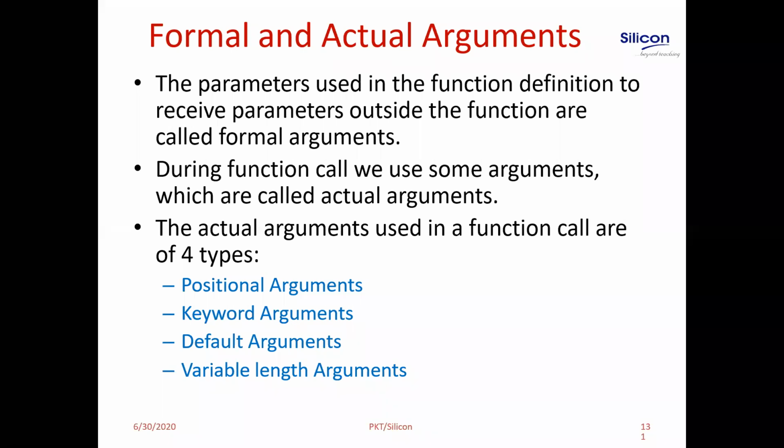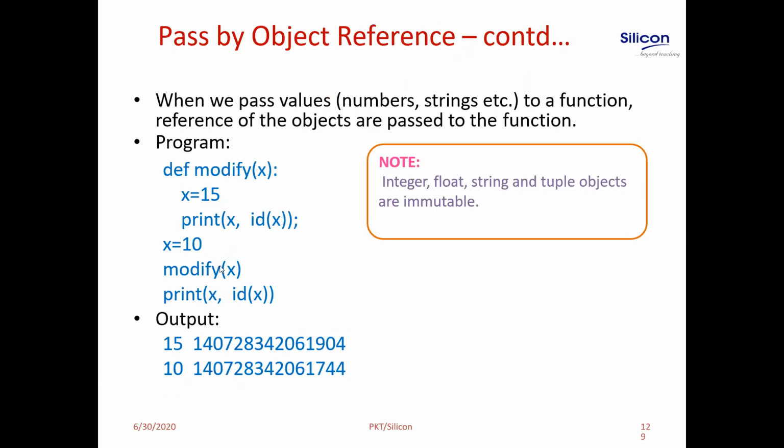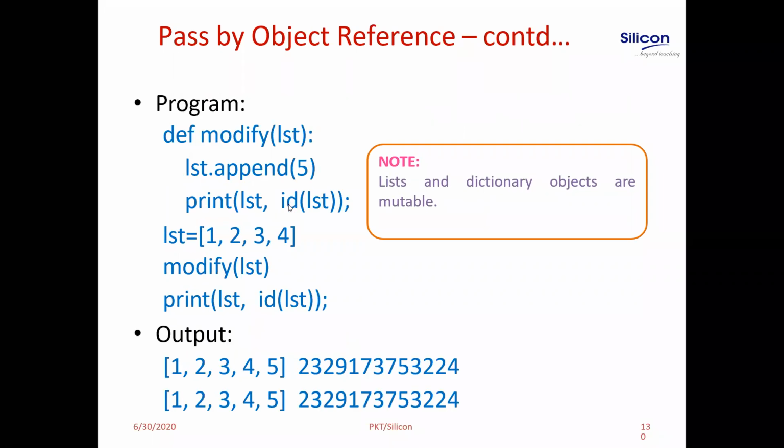Okay. The formal argument and actual argument you already know, still. The parameters used in the function definition to receive values from outside the function are called formal arguments. And during the function call, we use some arguments. These are called the actual arguments, right? So the argument that you pass over here is the actual argument, and this is called the formal argument.